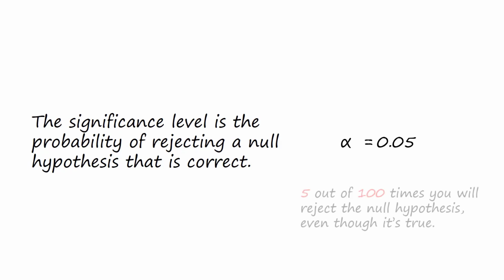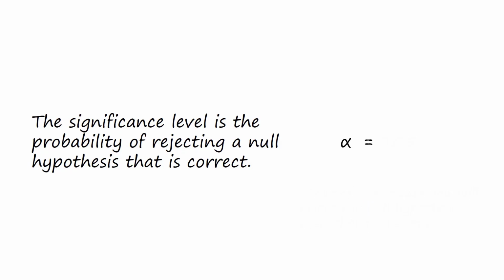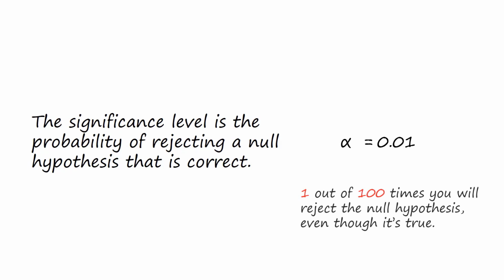A significance value of 0.05 means 5 out of 100 times you will see a difference, even though the null hypothesis is true. So you will say there is a difference when there actually isn't 5% of the time. A significance value of 0.01 means 1 out of 100 times you will see a difference, even though the null hypothesis is true. The lower you set your p-value, the more confident you can be in your answers.